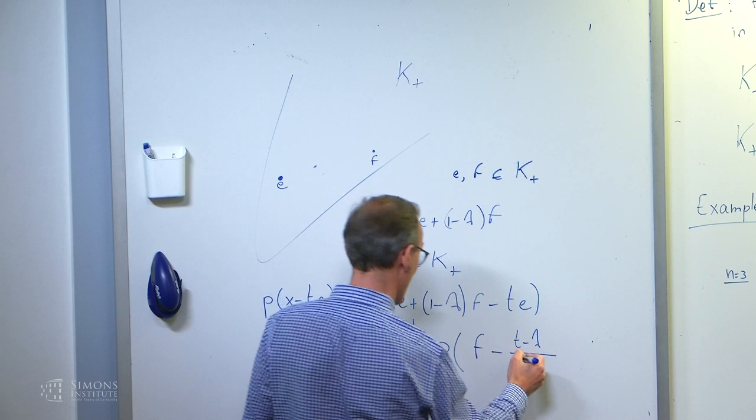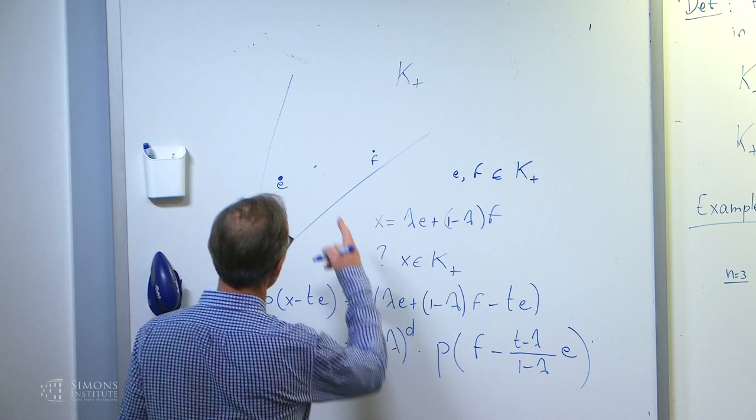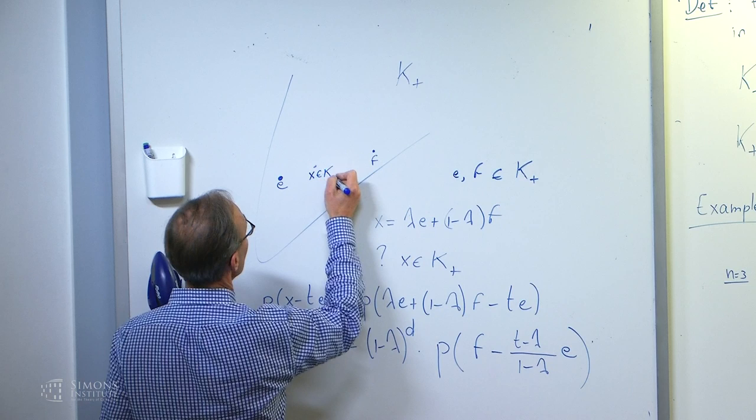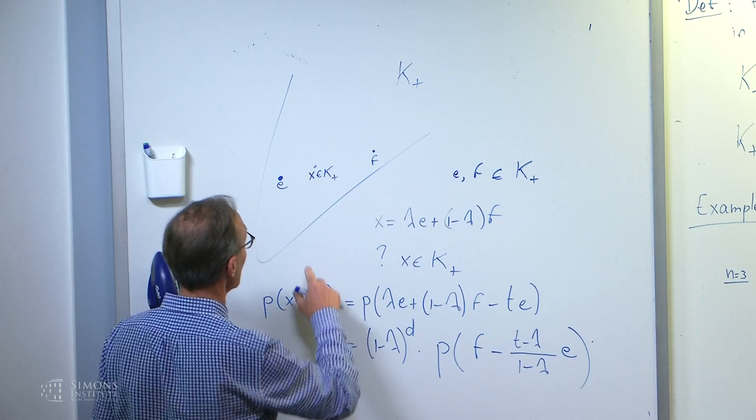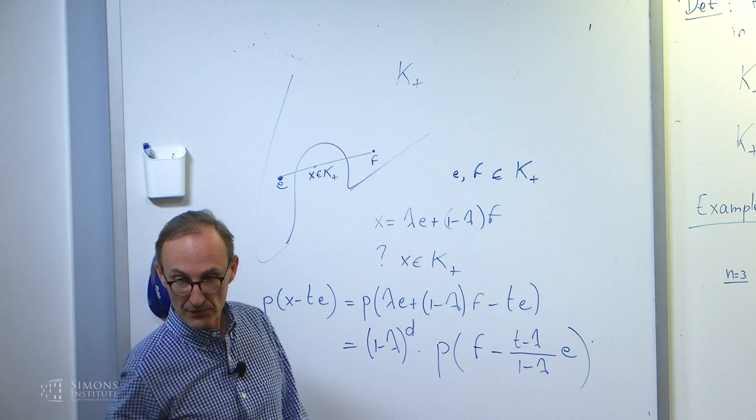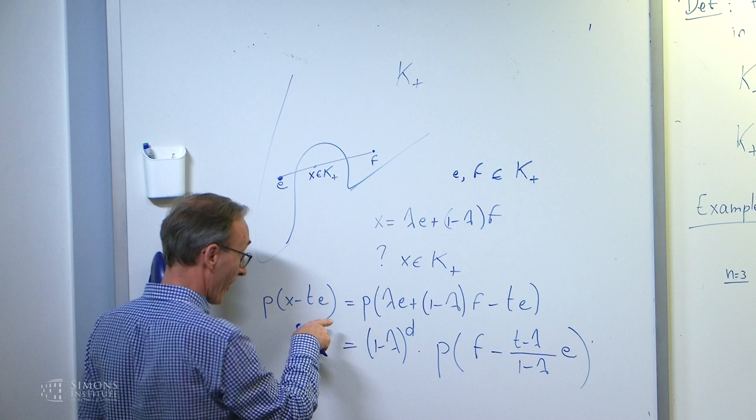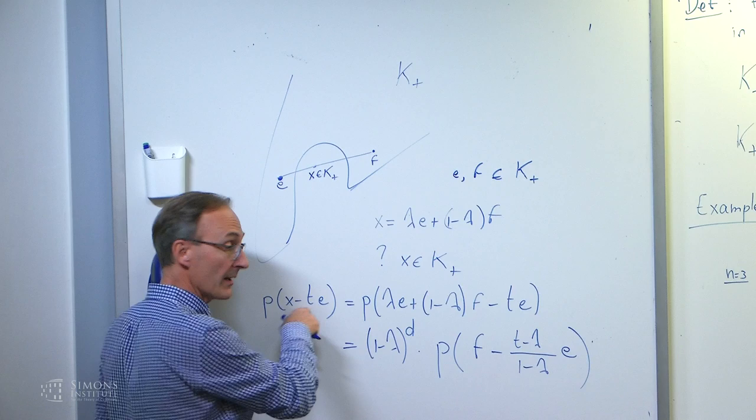Sorry, you want to show it's hyperbolic with respect to X? I want to show that, no, what I want to show is that X belongs in K plus, because I want to show convexity. Okay, so I'm assuming that E is in K plus, F is in K plus. I take a convex combination. I'd like to show that X also belongs to K plus. So my direction of hyperbolicity is E, and I need to look at the roots of that and show that the roots are positive.